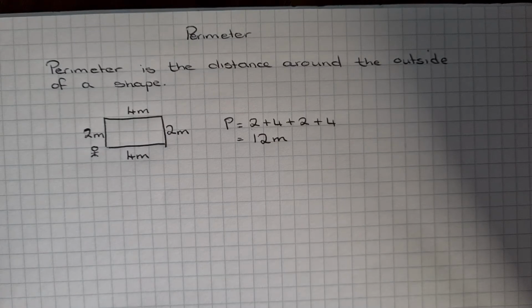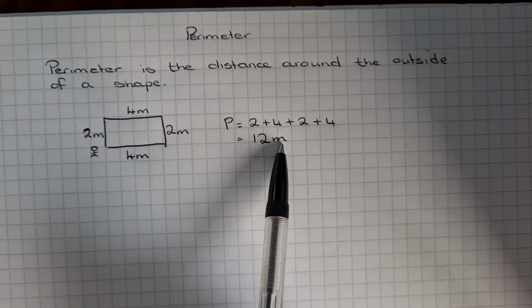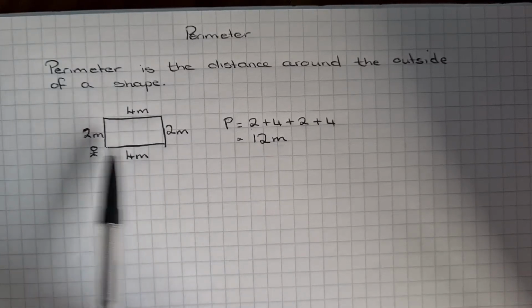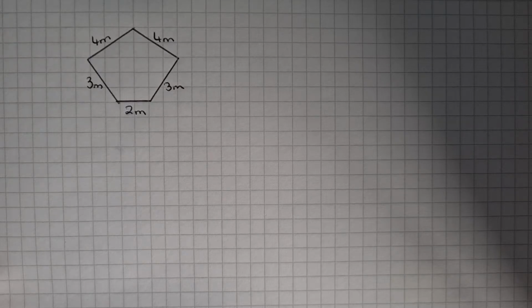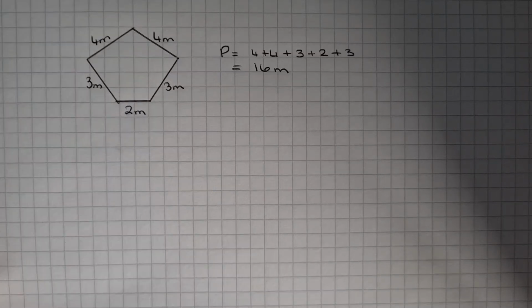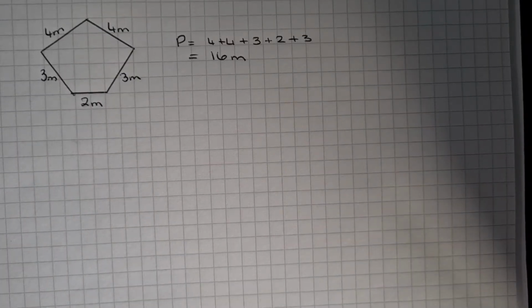Because we're talking about distance, you also need to put a unit of measurement on the end of your answer. So the perimeter of this shape is 12 meters. It's exactly the same process if you've got a different kind of shape, so it works on other shapes other than rectangles. All you do is you add up all the sides. So the perimeter of this shape is 16 meters. That should help with question 1 on the worksheet.